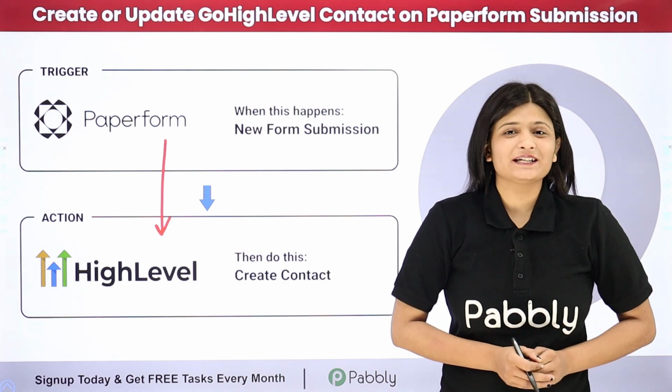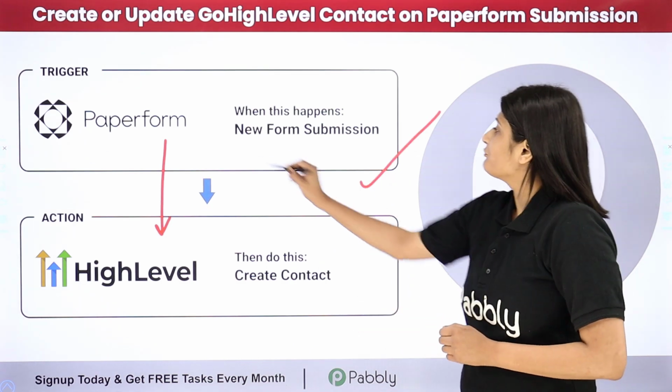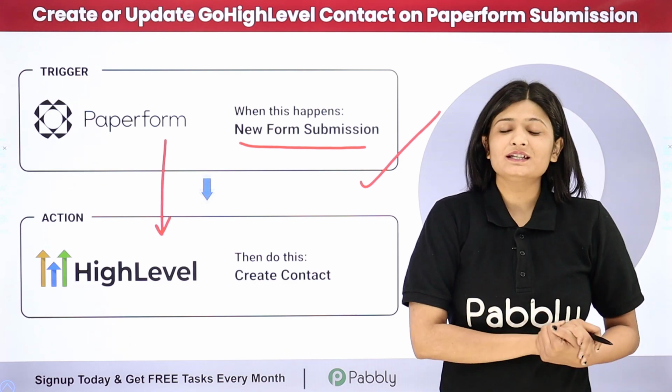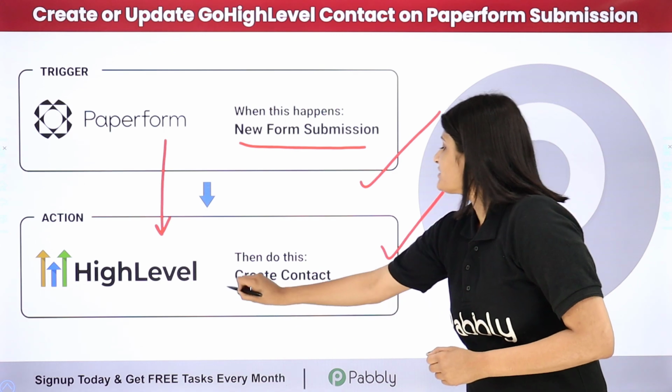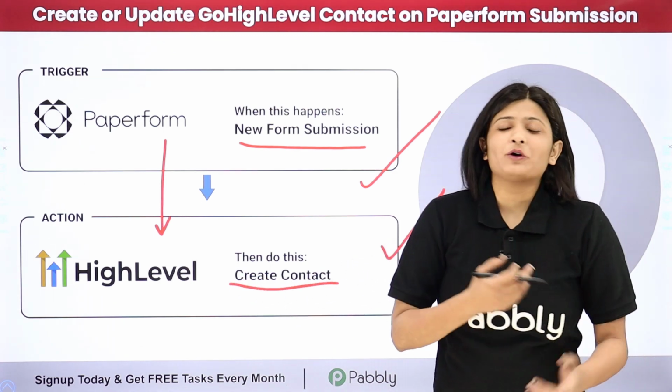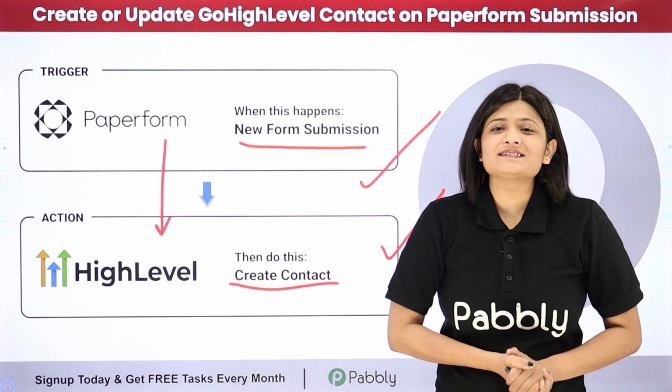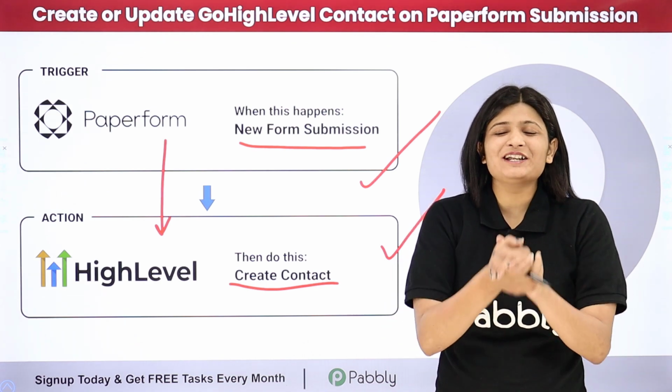Here as my trigger application, I am going to take Paperform from where I will receive a new form submission, and then in my action application, I am going to take GoHighLevel where this contact will be created or updated automatically. If you want to learn this amazing automation step by step, then let me take you all to my screen.